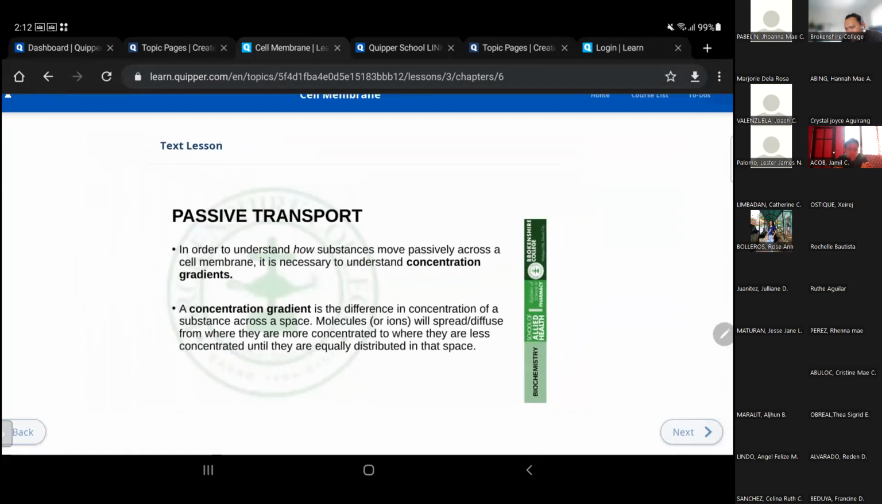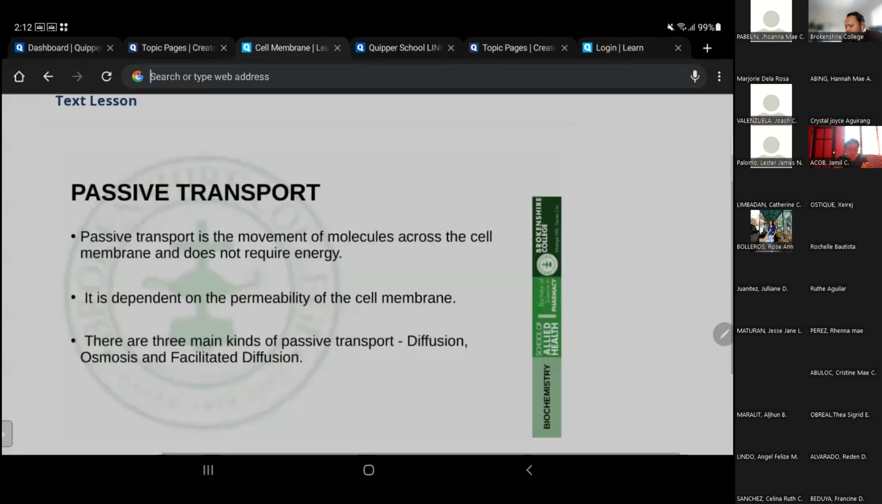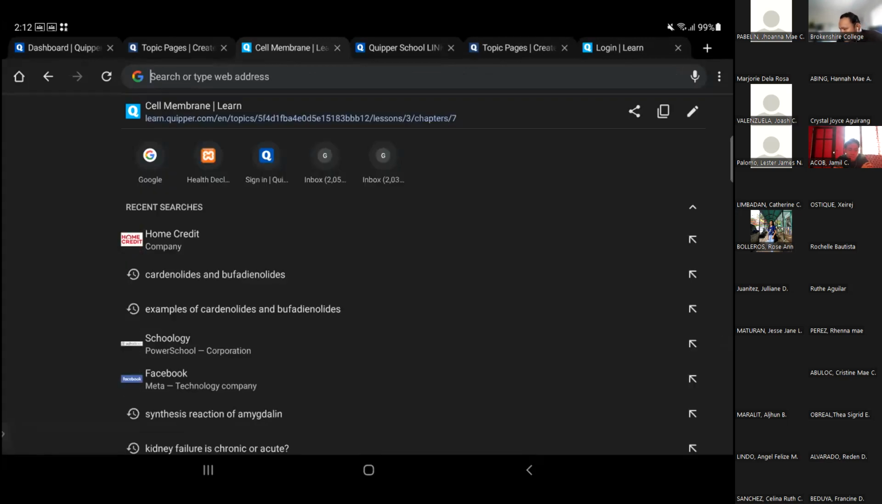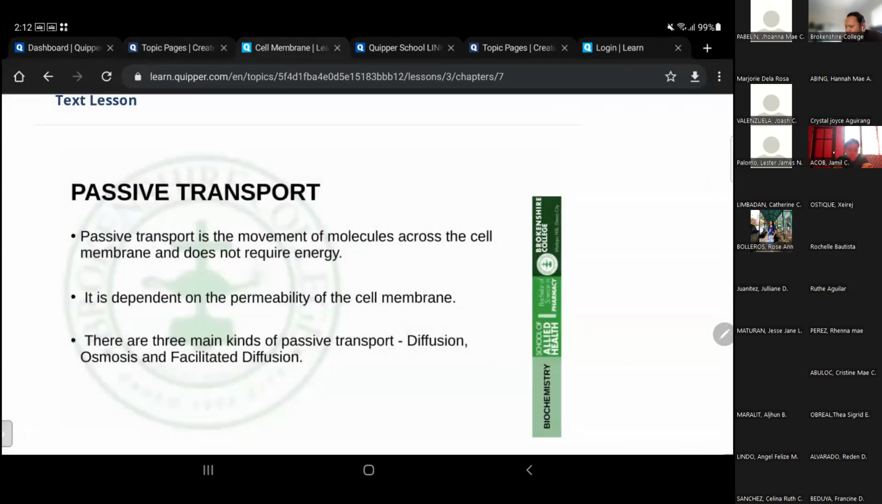So under passive transport, diffusion is included. Passive transport is the movement of molecules across the cell membrane and does not require energy. It is dependent on the permeability of the cell membrane as well. There are three main kinds of passive transport, and as I have said, diffusion is part of it.